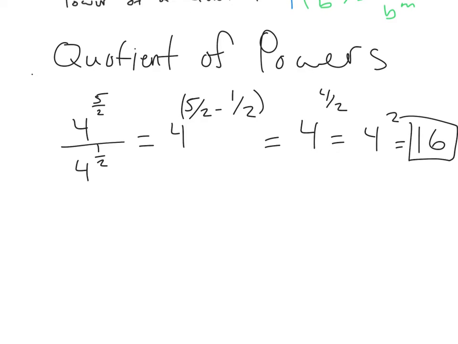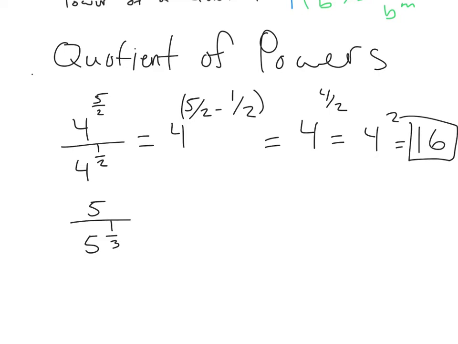Let's say I have 5 over 5 to the 1/3. Please make sure you understand that we're able to do the quotient of powers because the a value is the same. Please be aware of that. They have to both be 4s or both be 5s, okay? Or something like that.